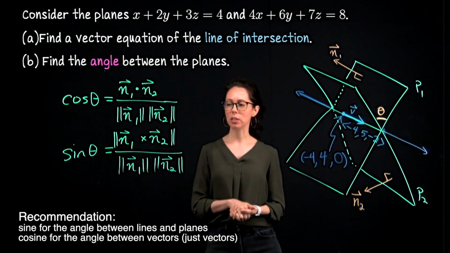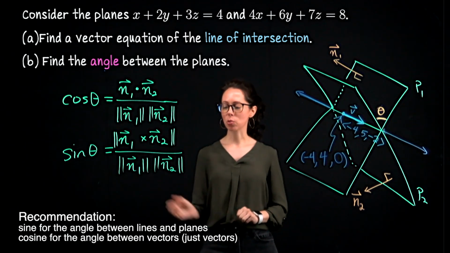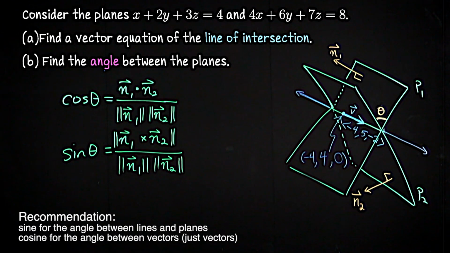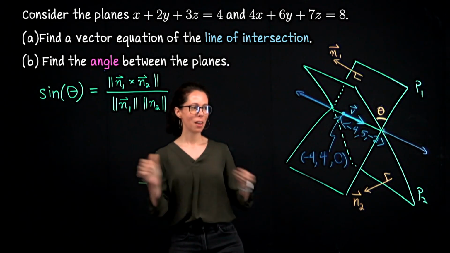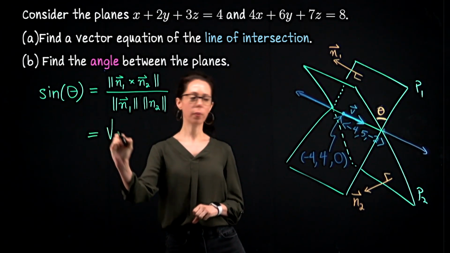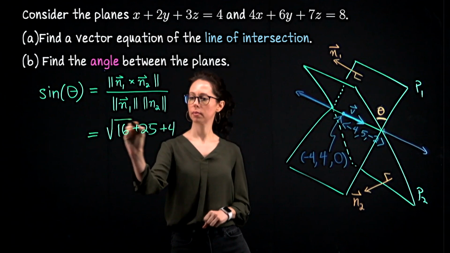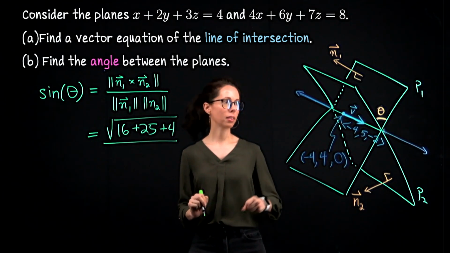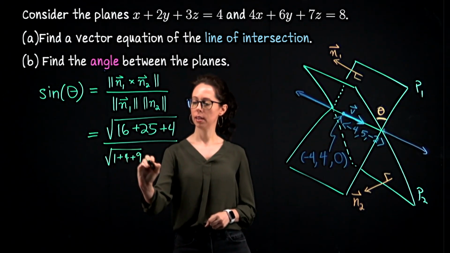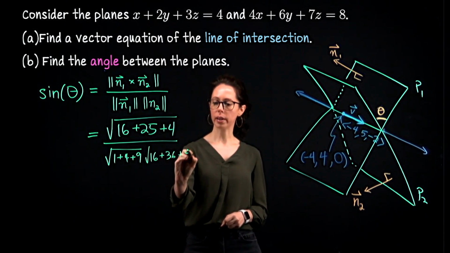I'm going to give you a moment to finish writing this down and the diagram if you were working on it. Then we will come back and wrap up with this second expression. All right, let's wrap this up. For the numerator, we want to take the length of the vector -4, 5, -2. So that's going to be the square root of 16 plus 25 plus 4. Divide that by the length of n1, which was the square root of 1 plus 4 plus 9, times the length of n2, the square root of 16 plus 36 plus 49.